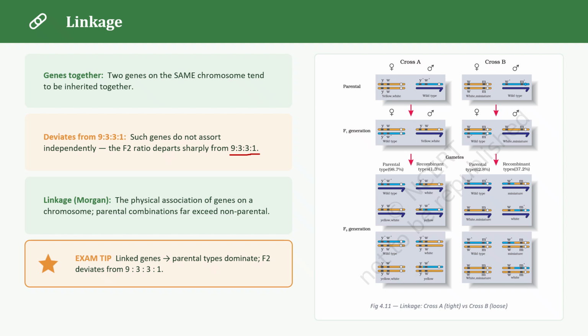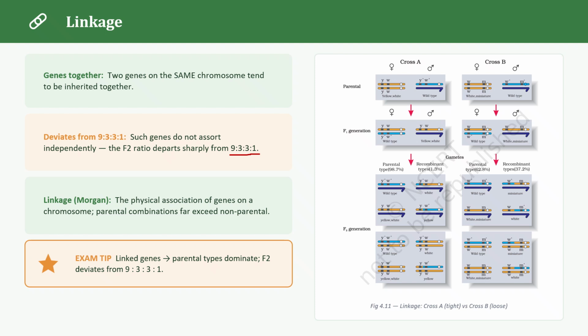So what is the reason for this? The two genes were located on the same chromosome, so they tended to travel together during inheritance. This phenomenon we call linkage.